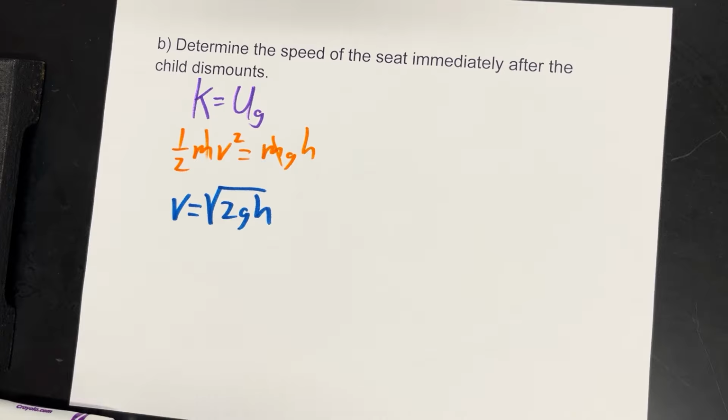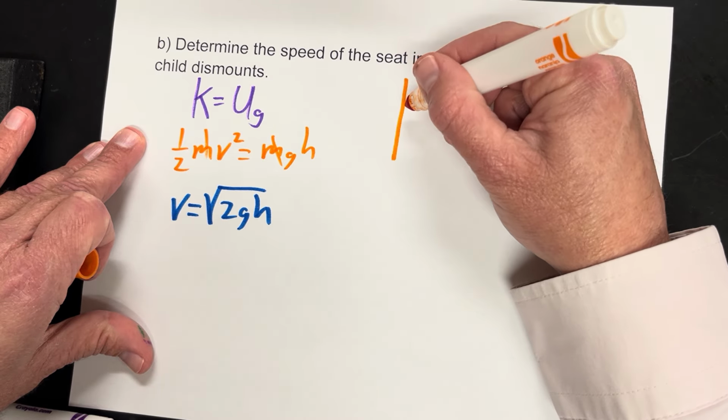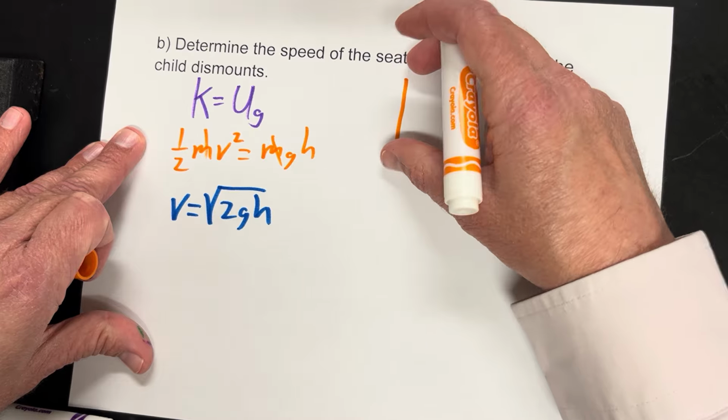But just like we had before, we're going to have to figure out what this height is. And so let's draw it again. Let's say that this right here is our length L right here.